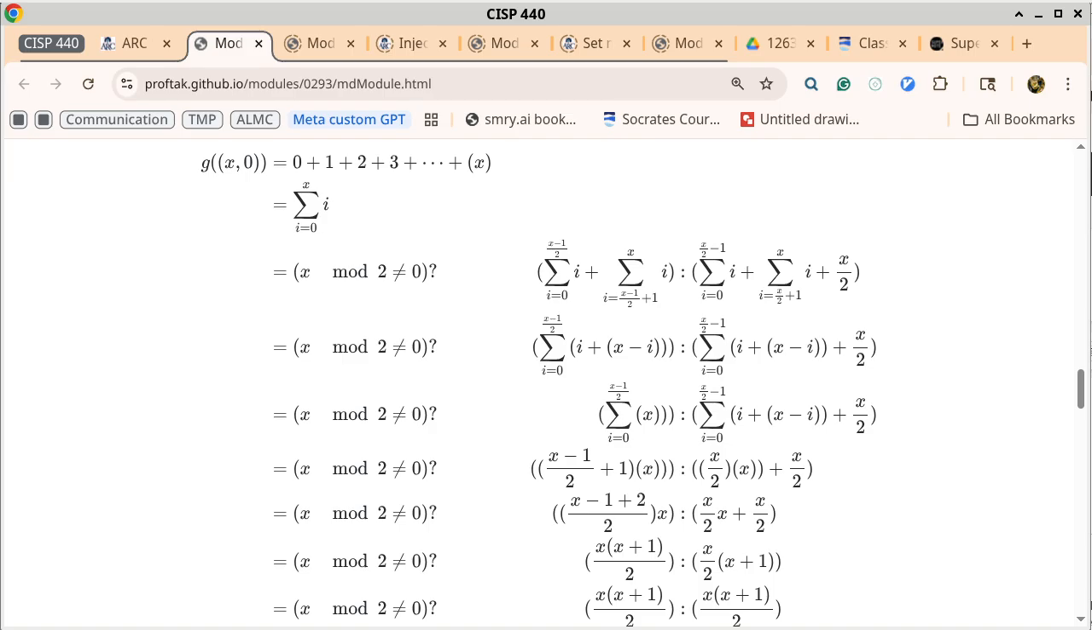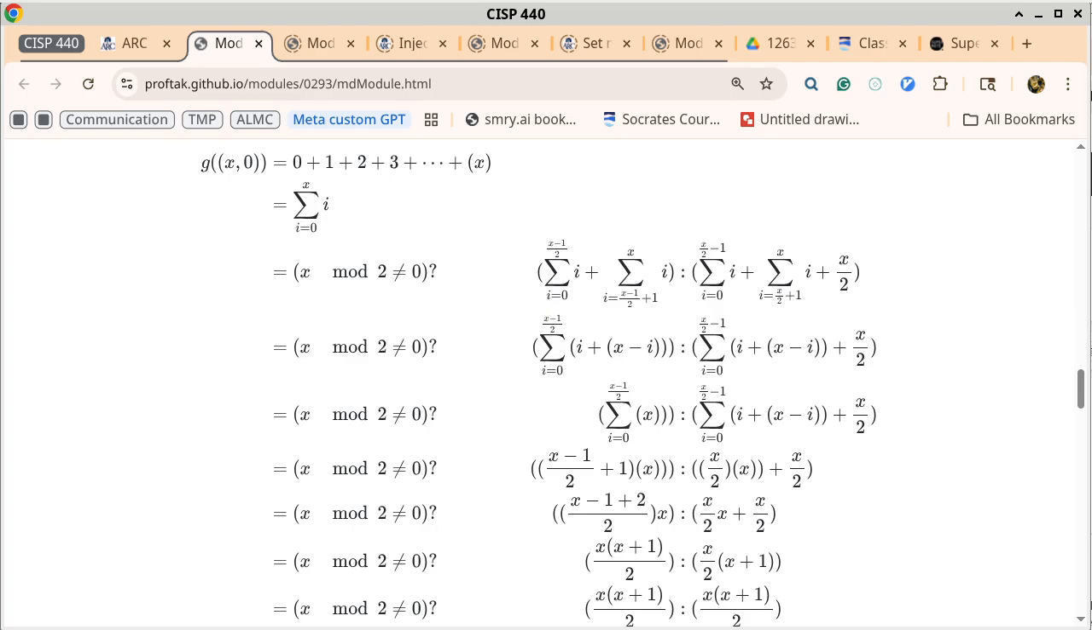So it goes from here to here. And then once we have this equation, because i is canceled out here, because i is here, but also a subtraction of i is here, that means we're only adding x. So we're adding x the number of times that we have to go from 0 to x minus 1, the whole thing divided by 2. And that means we have x minus 1, the whole thing divided by 2, plus 1 iterations of adding x. So that becomes x times x plus 1 divided by 2.